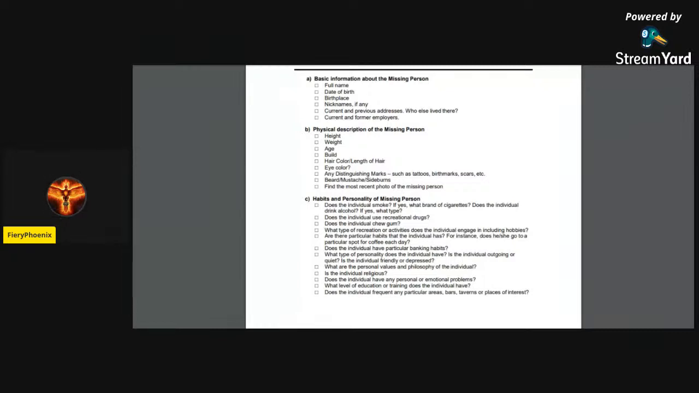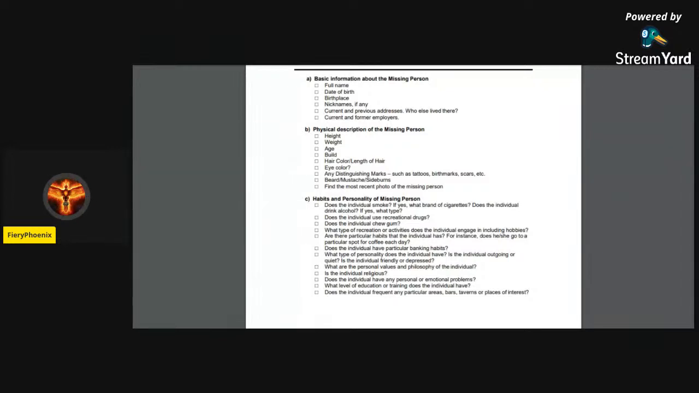Okay, habits and personalities. Does the individual smoke? If yes, what kind of cigarettes? Does he or she drink? If yes, what type? Does the individual use recreational drugs? Does the individual chew gum? Hey, I do. I chew gum. Ain't nothing wrong with that.